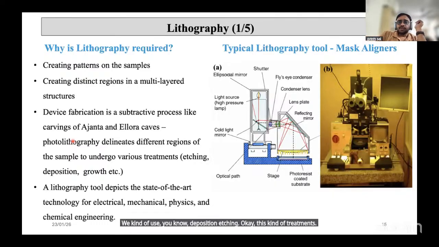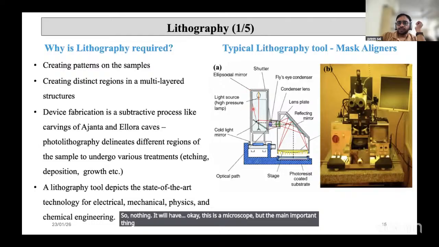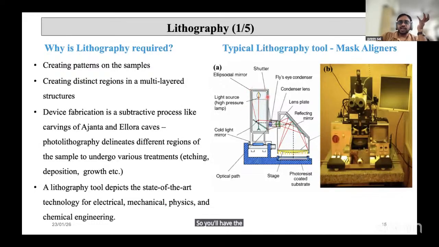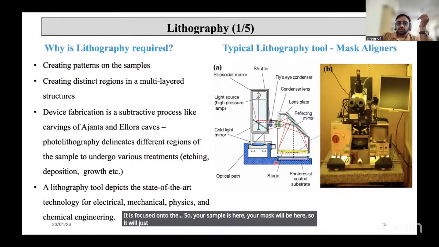And so this is the typical mask aligner tool at IIT-BNF. So, this is a microscope, but the main important thing is the lamp. So you'll have the mercury lamp, which is a high pressure mercury lamp, which will give the UV light. Then it is reflected onto the mirror, and through the mirrors, it is focused onto the sample. So your sample is here, your mask will be here, so it will just expose. So this is the stage.